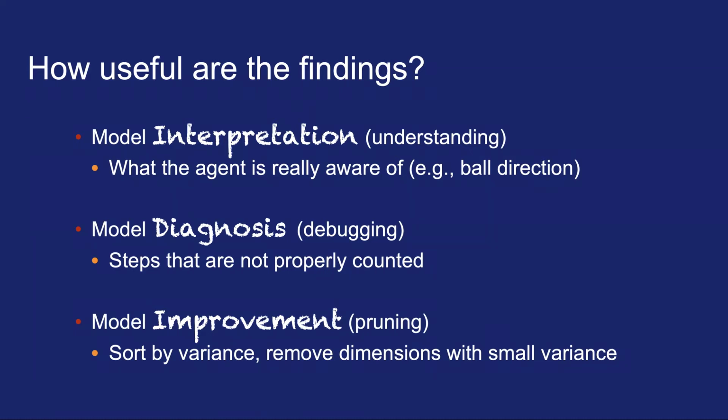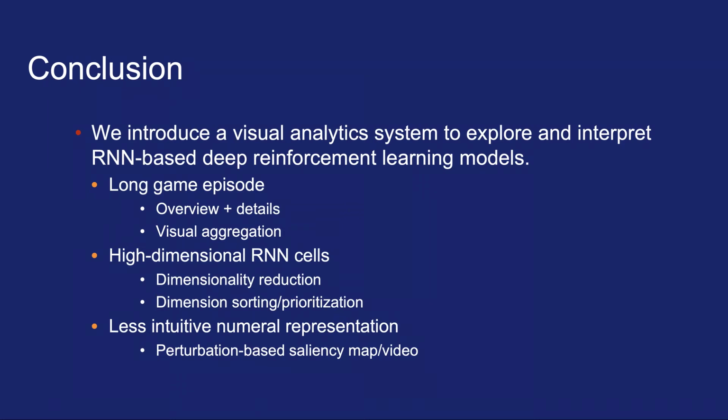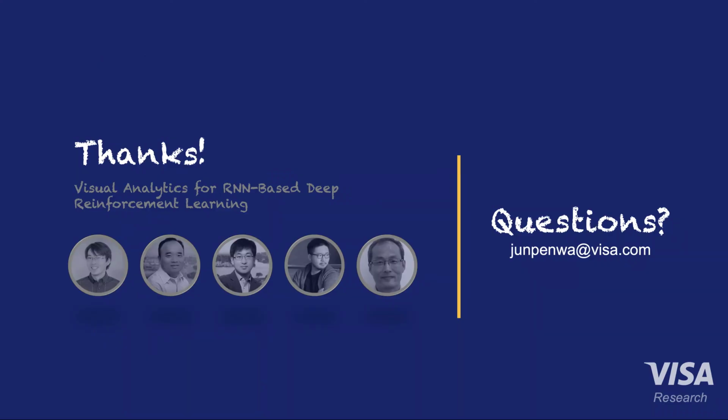By sorting the RNN cells by their variance, we found dimensions with very small variance across steps. These cells are candidates for us to prune the model and reduce the RN size. To conclude my talk, we introduce a visual analytics system to explore and interpret RN-based deep reinforcement learning models. From the exploration with the system, we provide actionable insight into the interpretation, diagnosis, and even the improvement of the reinforcement learning models. Thank you for listening.